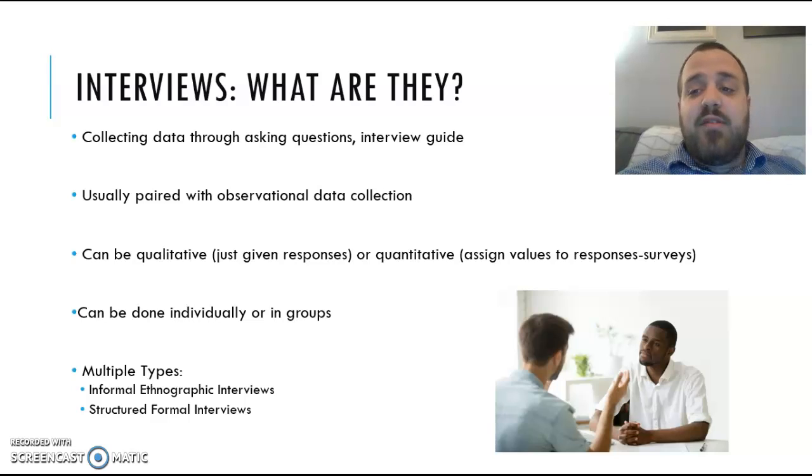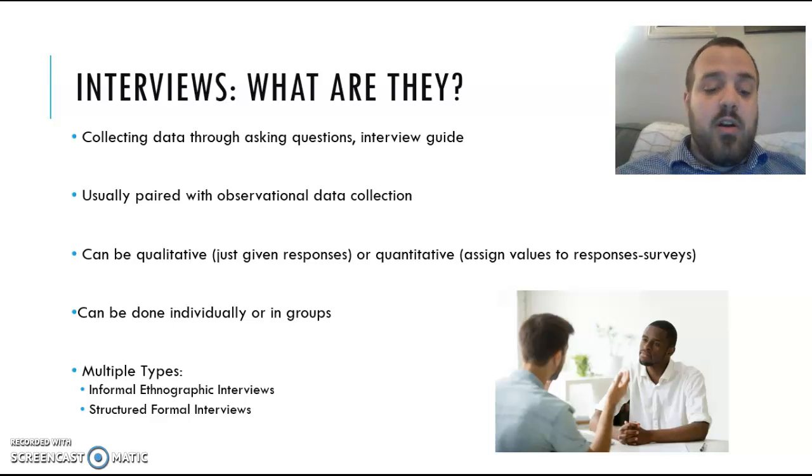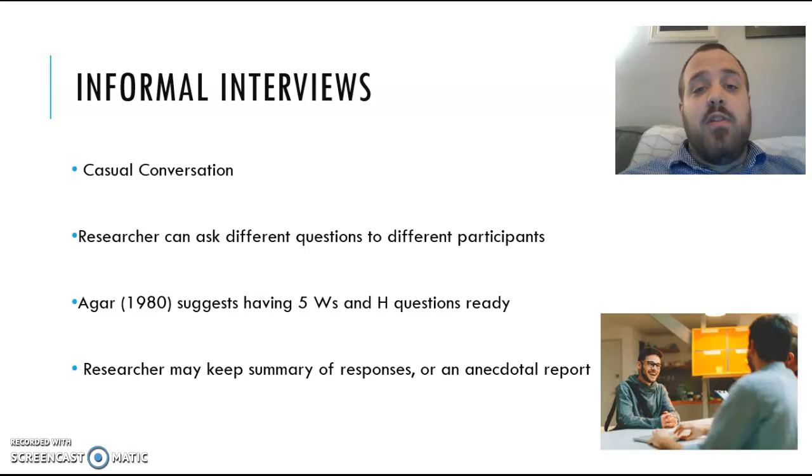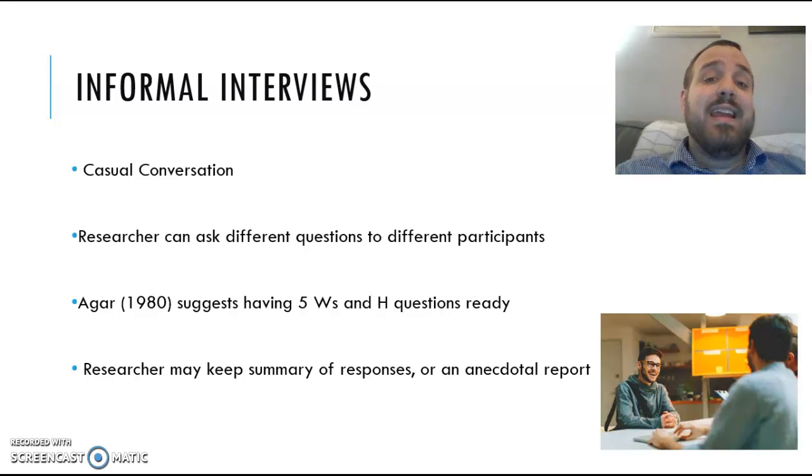There are multiple types, and both texts had a different breakdown of the types, but I like the book that we had to read. They had two different versions. They called one the informal ethnographic interviews, aka informal interviews, and then a structured formal interview. The informal interviews are more like a casual conversation. Basically, you would get your participants together and ask them some questions to lead into whatever research you're doing.